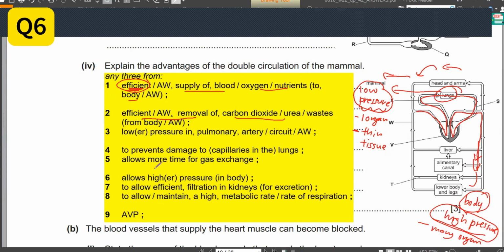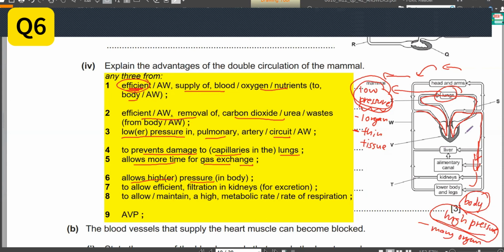Basically, we will have lower pressure in the pulmonary circuit. So for going to the lung, it will have low pressure. This is quite good because there will be less damage to the blood vessels in the lungs. There is more time for gas exchange because with low pressure, the blood will flow slowly. So with more time for gas exchange, we can get more oxygen.